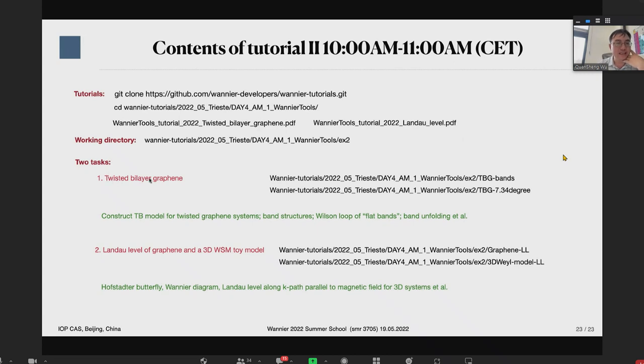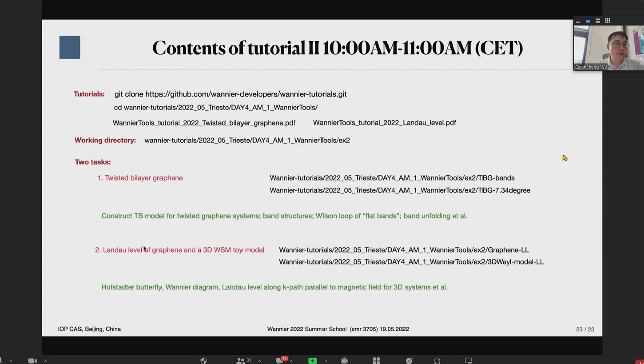The first task is to study the twisted graphene systems. You need to learn how to use that code to generate the tight-binding model for twisted bilayer graphene and use WannierTools to calculate the band structures. Also, you can calculate the Wilson loops for that, and also study the band unfolding.